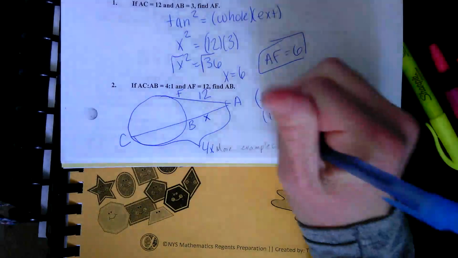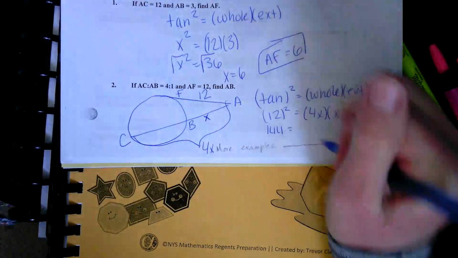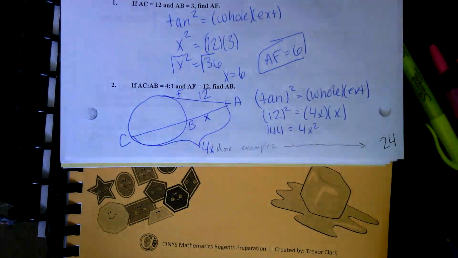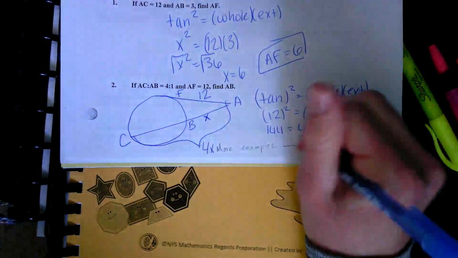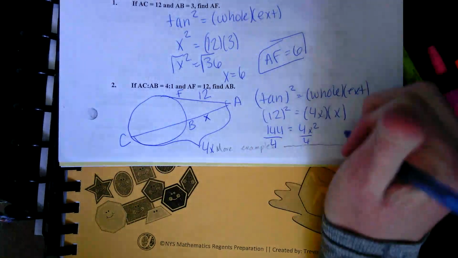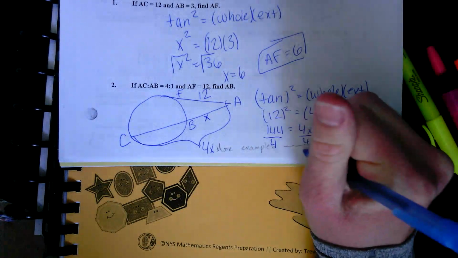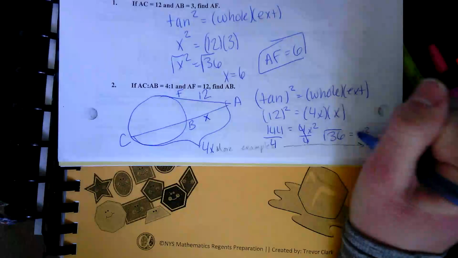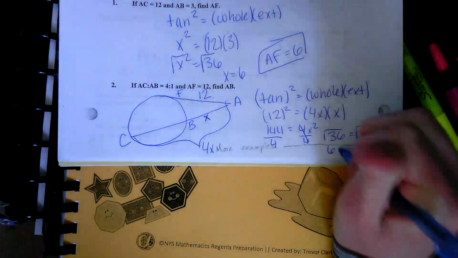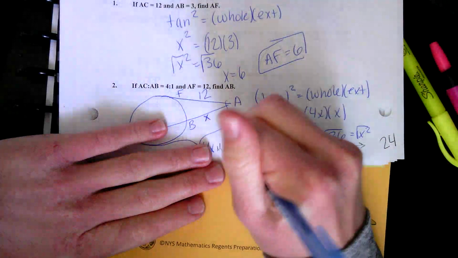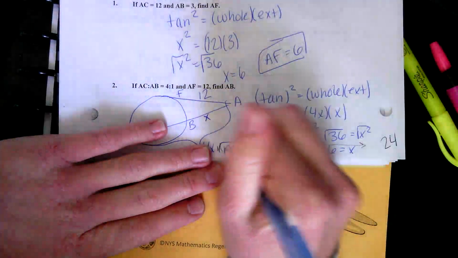So 12 squared is 144. 4x times x is 4x squared. Now to solve for x, first thing I'm going to do is divide by 4. So 144 divided by 4 is 36 is equal to x squared. Then we just take the square root, so 6 is equal to x. So the length of AB is equal to 6.